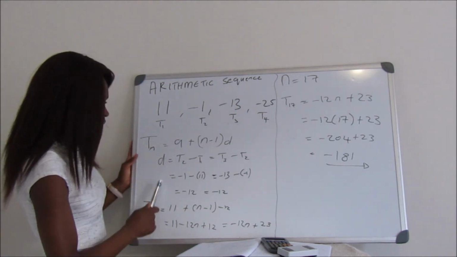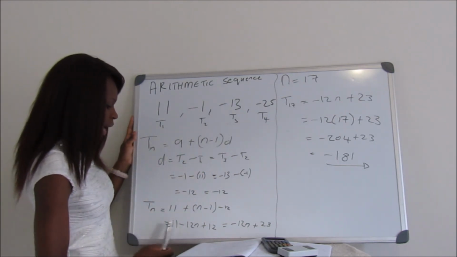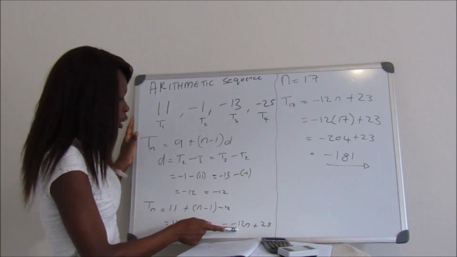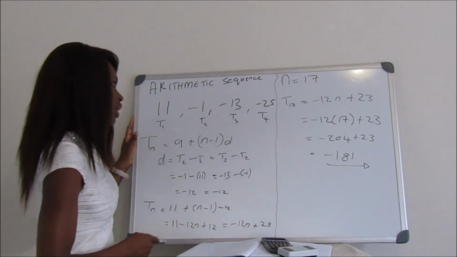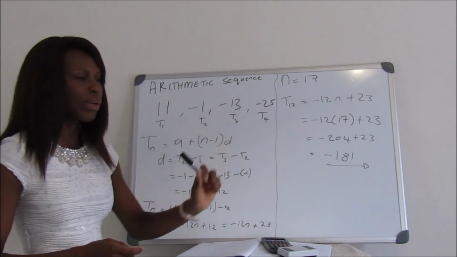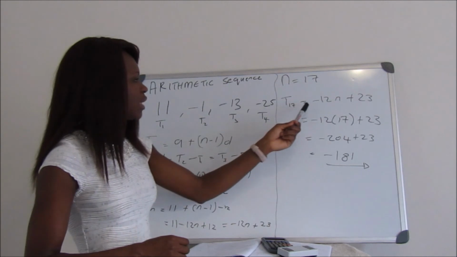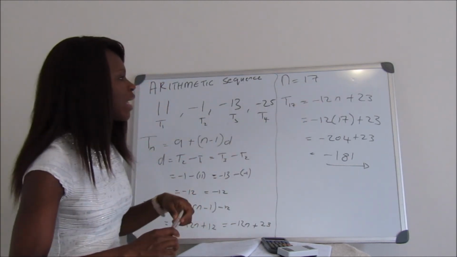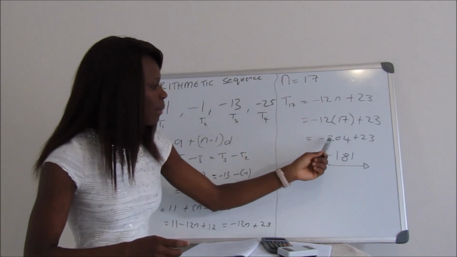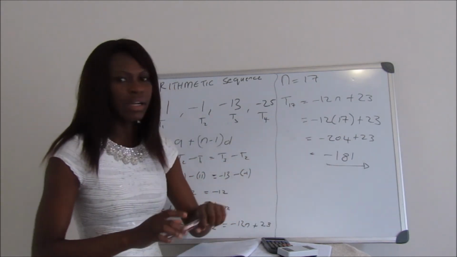Then we just substitute a and our common difference into the equation so that we can get the equation for the pattern. After substituting, we got negative 12n plus 23. This is our equation for finding any term along this sequence. The next question was to find T17. That means that instead of n, we substitute 17, which is what we did here. When we multiply, we get negative 204 plus 23, and it gives us negative 181.